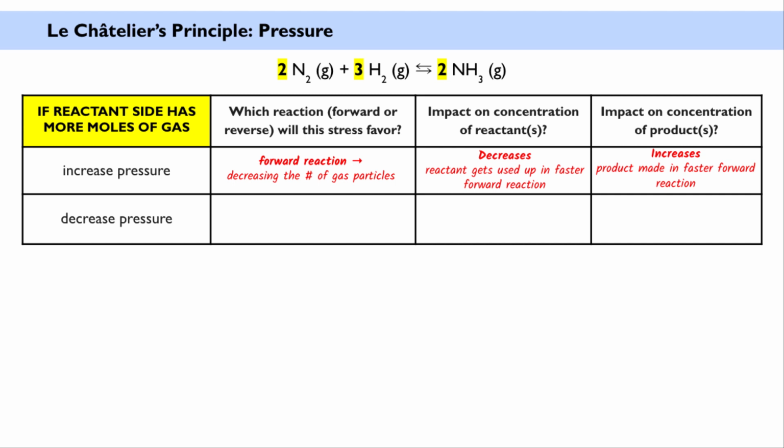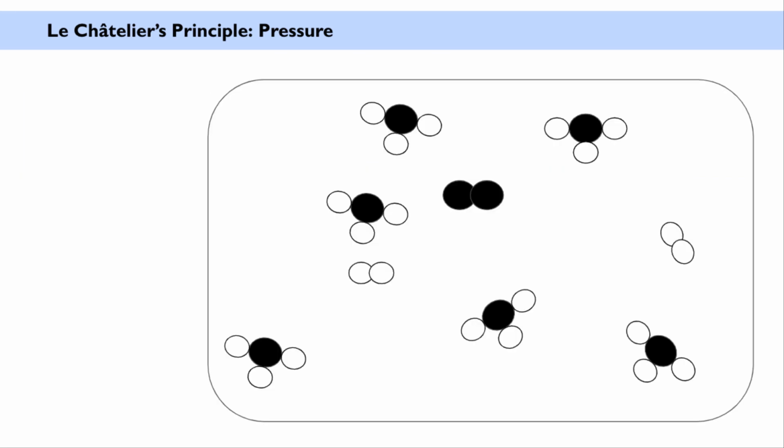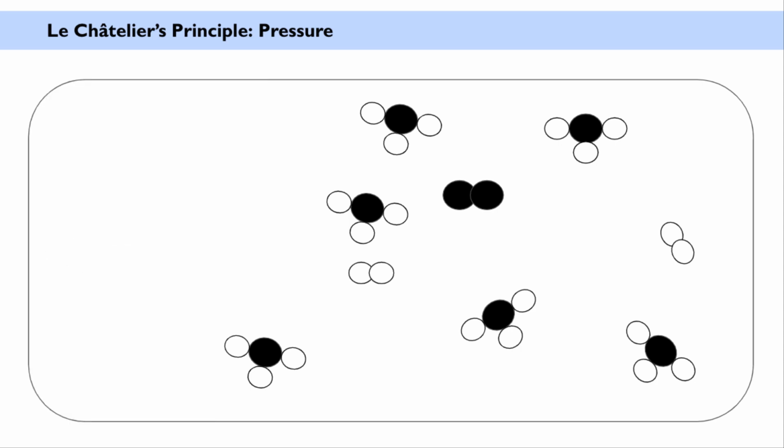So we're still working with the same reaction, but let's imagine now that we decrease the pressure in the system instead of increasing it. So I'm going to show a decrease in pressure by showing an increase in volume. So let's say we widen the space of the container for these gas particles. Now there will be fewer collisions because there is more space in the container. So I've increased the volume, which decreases the pressure. This will lead to fewer collisions between all of the particles.